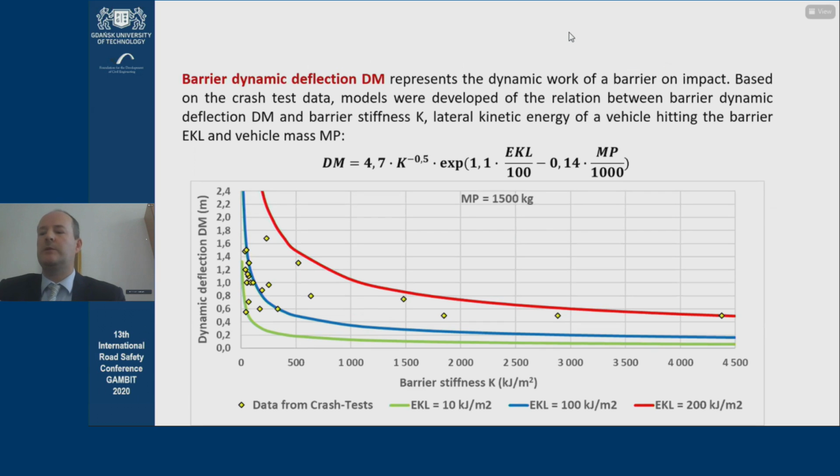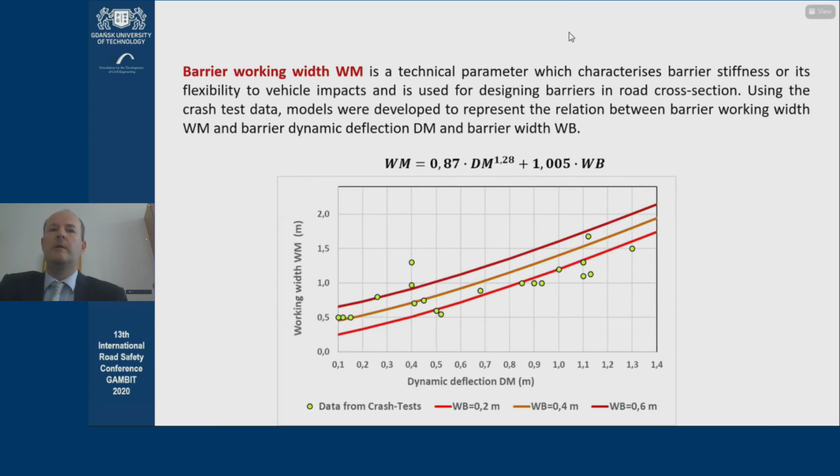And you can see that dynamic deflection increases as lateral kinetic energy increases and it decreases as barrier stiffness and vehicle mass increase. Next up is barrier working width.